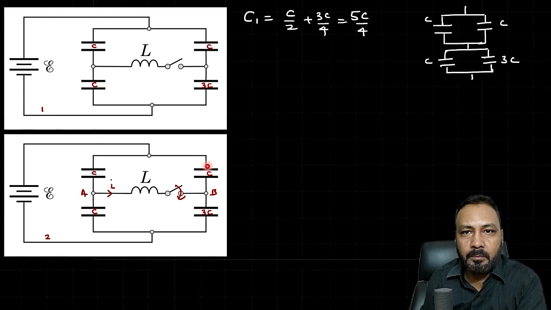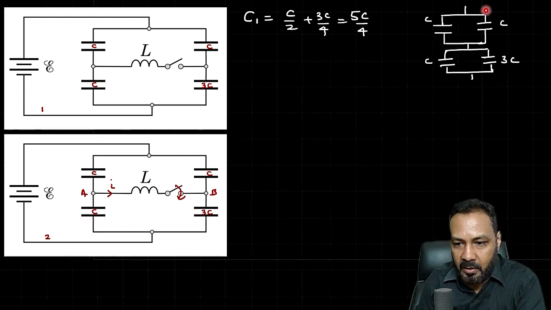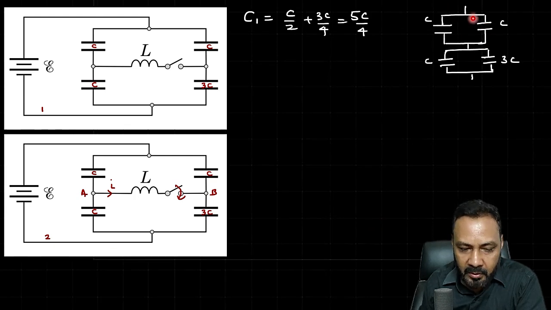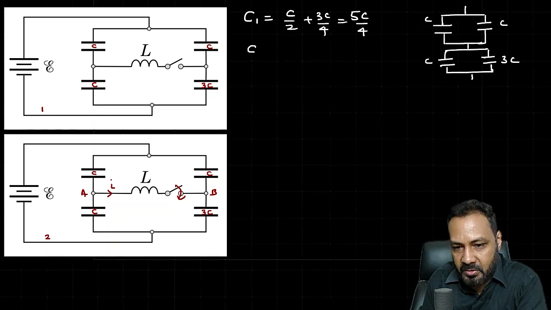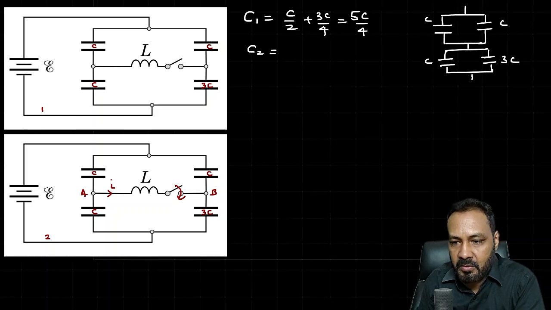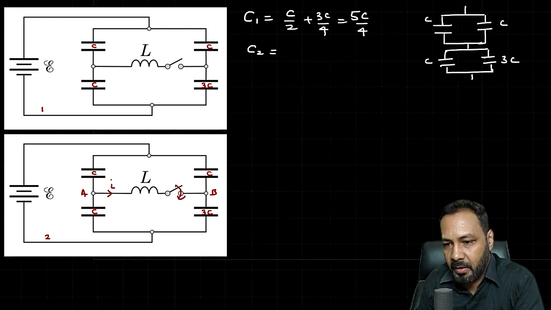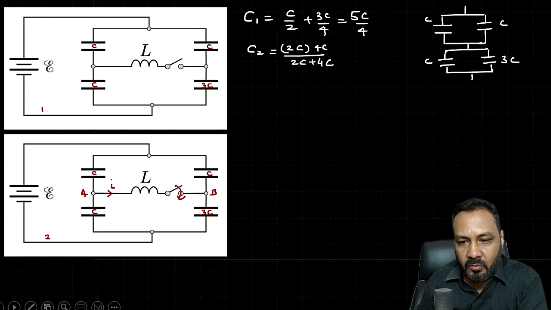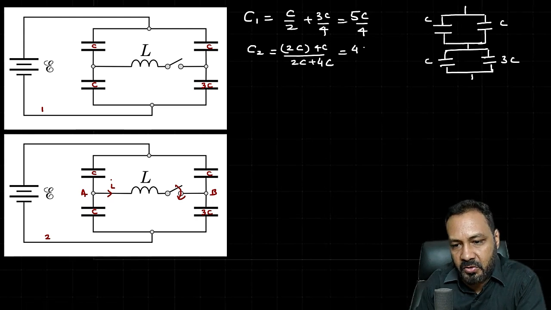So these two are in parallel, and these two are in parallel like this, and this combination is in series. So in this case, what is the equivalent capacitance? Suppose the equivalent capacitance in this second situation is C2. So C2 would be, this is a 2C and this is a 4C. They are in series. So 2C into 4C upon 2C plus 4C, that would be 8C by 6, which becomes 4C by 3.